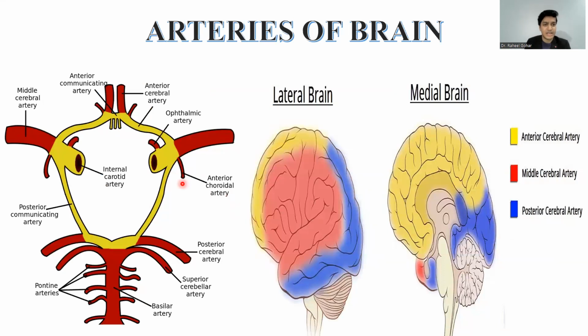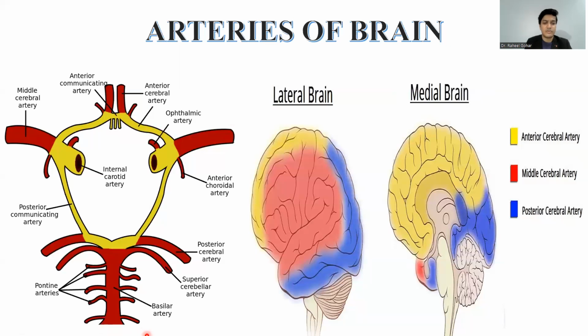Then the arterial supply, this is known as the circle of Willis. We all know about it, but let's discuss it. Here we have the anterior circulation, the internal carotid artery, and posteriorly we have the vertebral arteries. So here you can see the internal carotid artery. It is divided into the middle cerebral artery and the anterior cerebral artery.